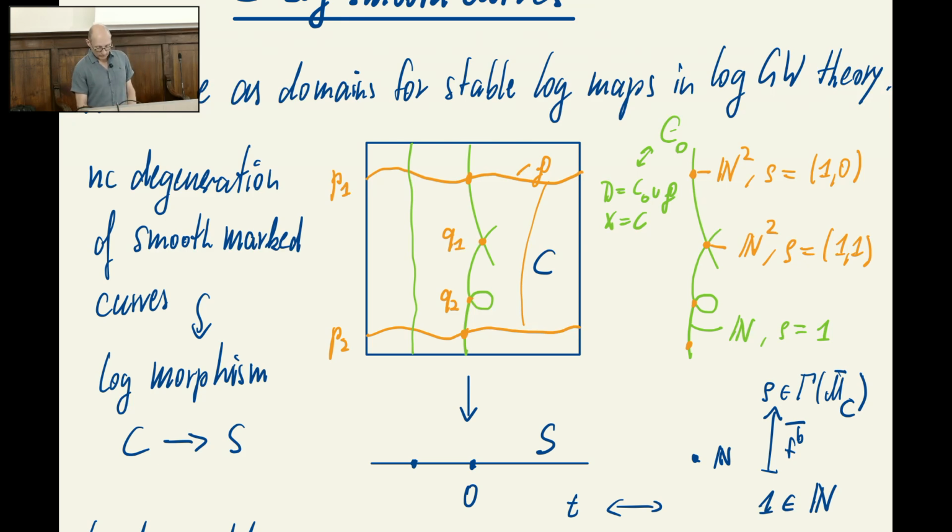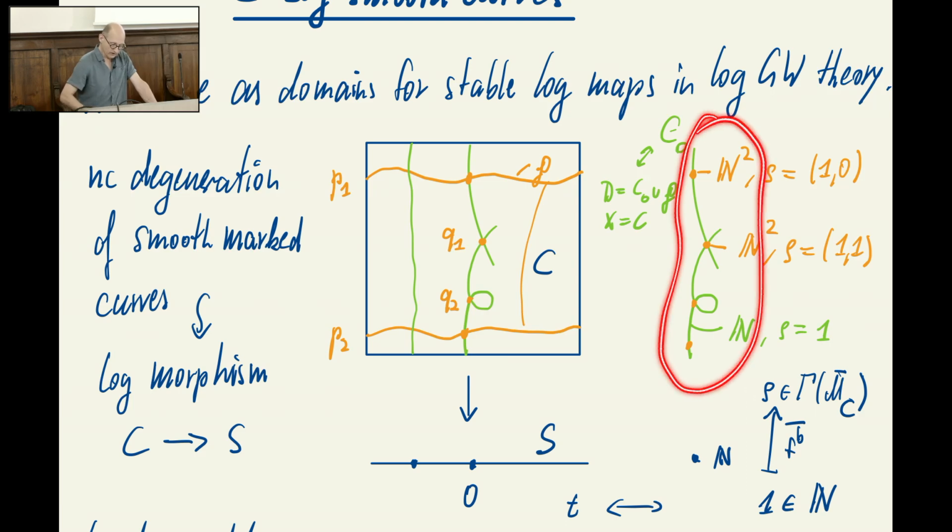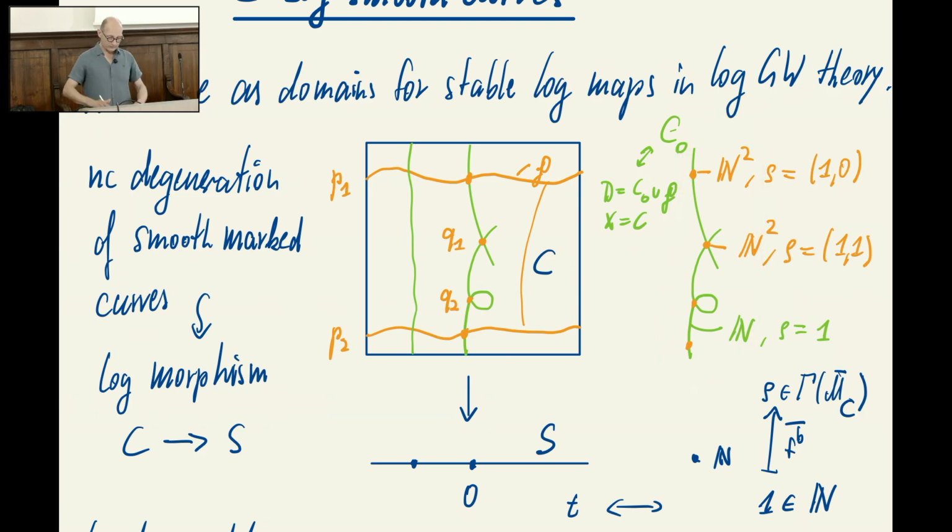The more interesting points, or most interesting points, are these nodes. As a node, we have seen we have this diagonal map, right? It's a normal crossing, points 1 to 1, 1. Now this is N squared, so rho is 1, 1. This is what these kind of log smooth curves over the standard log point look like.